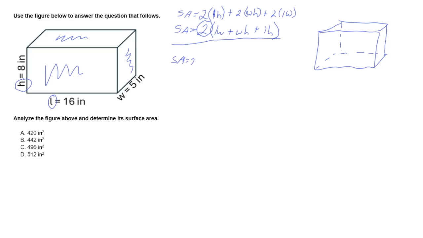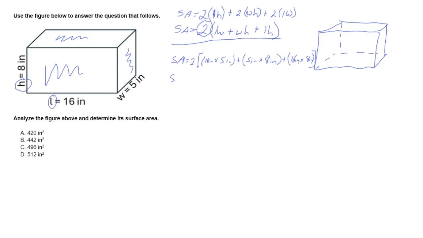So our surface area is equal to 2 times our length, which is 16 inches, times width, which is 5 inches, plus our width, which is 5 inches, times our height, which is 8 inches, plus our length of 16 inches, times our height of 8 inches.